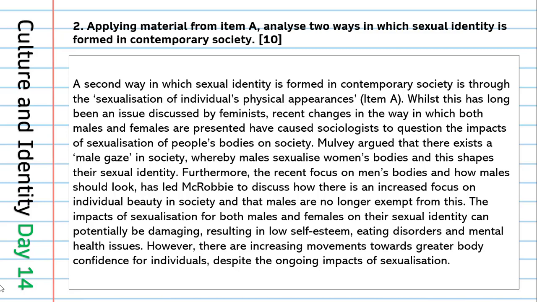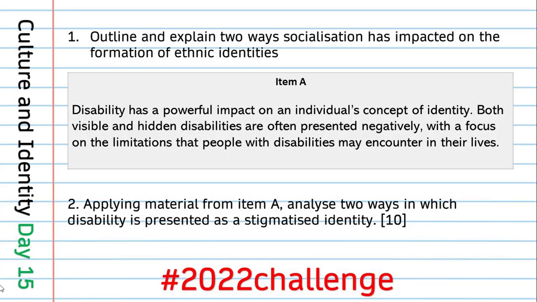Right, that finishes day 14. Let's look at day 15's questions. Outline and explain 2 ways socialization is impacted on the formation of ethnic identities. And question 2, which is an item question, disability has a powerful impact on an individual's concept of identity. Both visible and hidden disabilities, could be a hint there, are often presented negatively with a focus on the limitations that people with disabilities may encounter in their lives. And then the question is applying material from item A, analyse 2 ways in which disability is presented as a stigmatised identity. Okay, so there's the 2 questions for day 15.